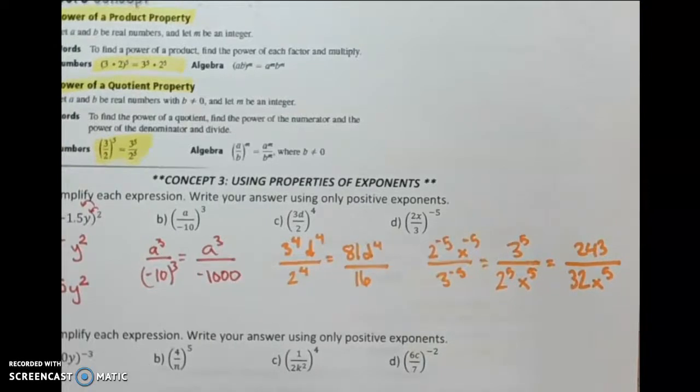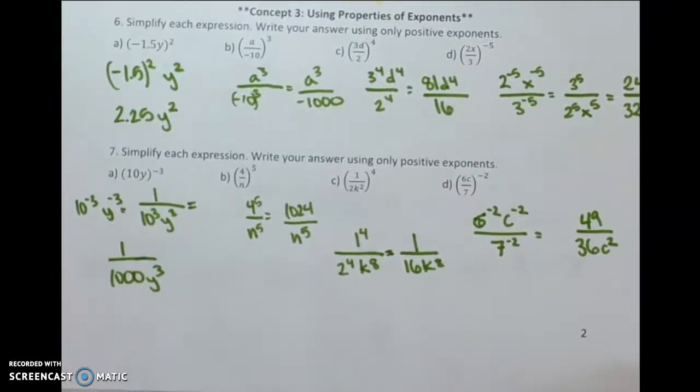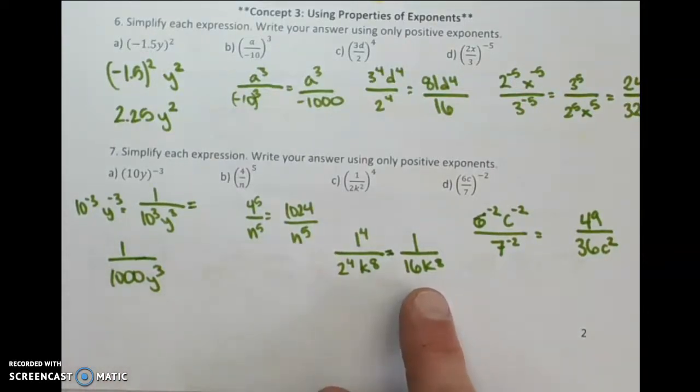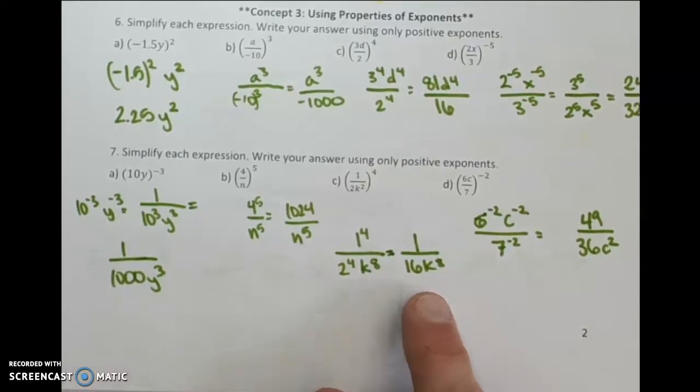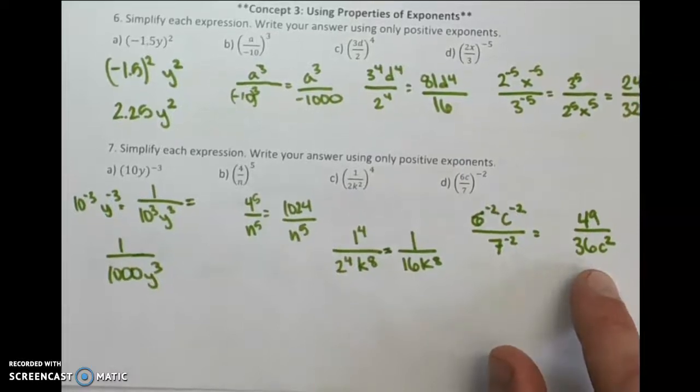So, last problem here, number 6. Go ahead and try those 4. This is it. I will show these answers here in just a second. Pause now, and here are your answers. A, 1 over 1,000 y cubed. B, 1,024 over n to the 5th power. C, 1 over 16k to the 8th power. And D, 49 over 36c squared.